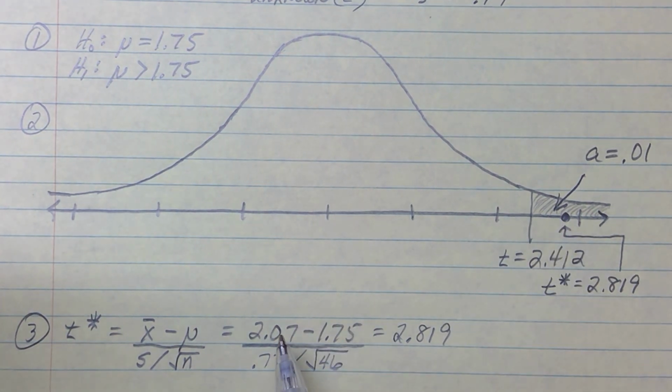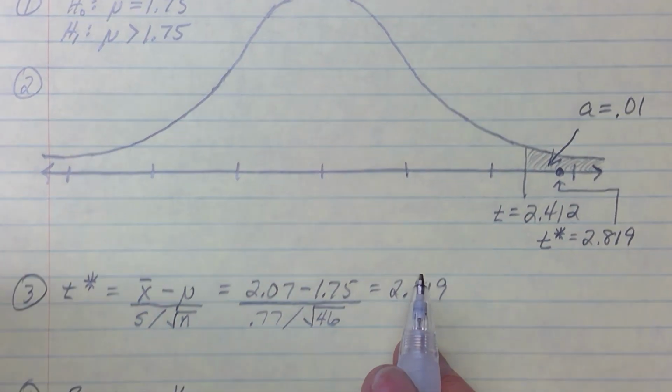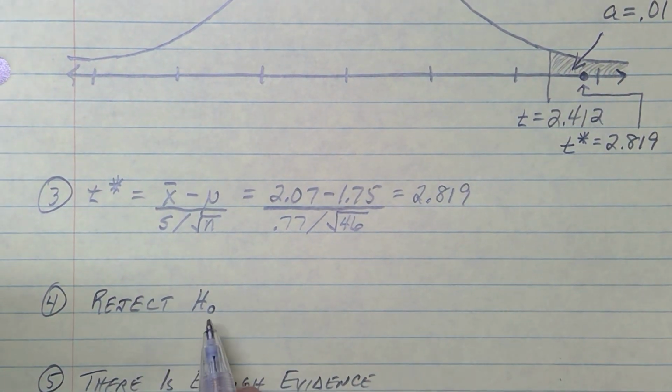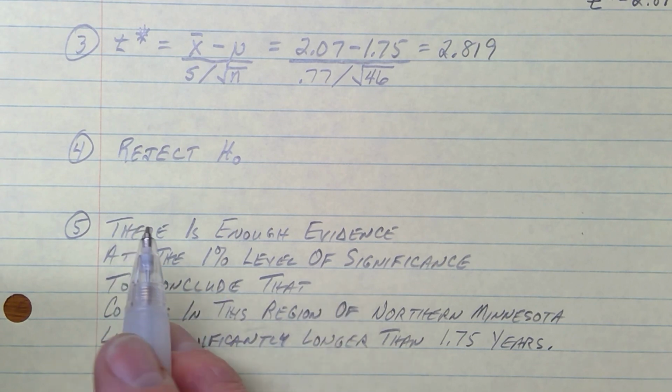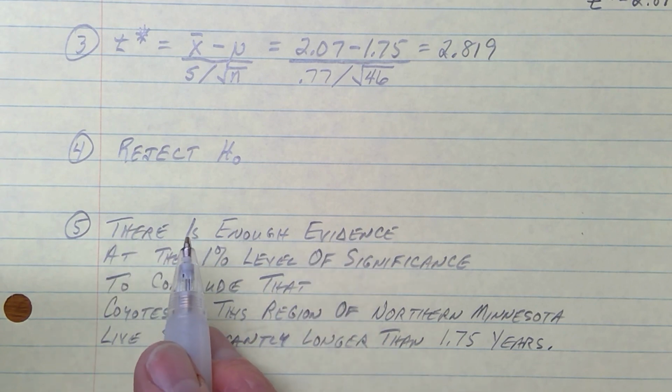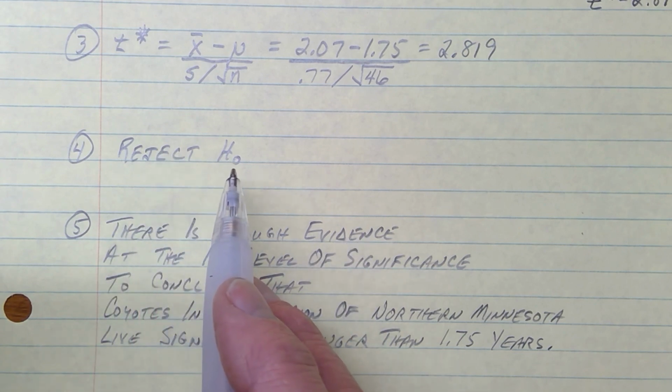I get to reject, so I win this battle. I said that these coyotes live a lot longer than what was thought to be true, and it's so much more that it's significant. All right, so I get to reject the accepted belief. And then I just spell it out, and notice all the words are basically the same. There is enough evidence, see, because I won, I get to reject what they believe.